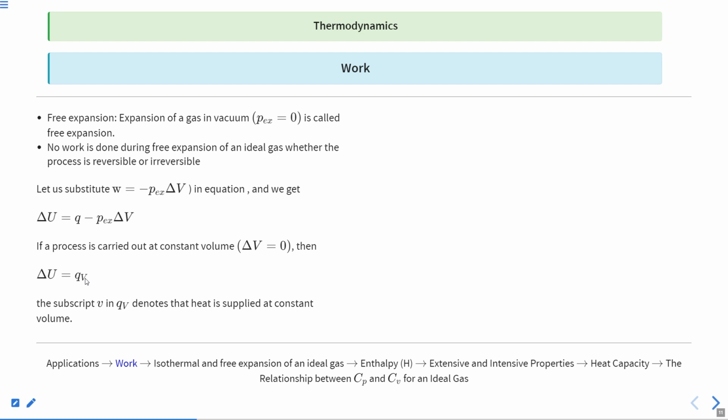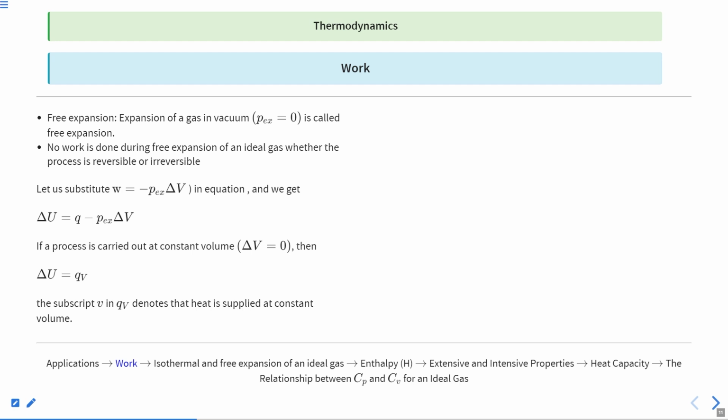So it is not multiplied with Q. It is written as a subscript where QV denotes the heat supplied at constant volume. Clear? So two cases can arise. First is that your P external can be 0. So if your P external is 0, which means that we are not applying any pressure, then of course your gas will expand.